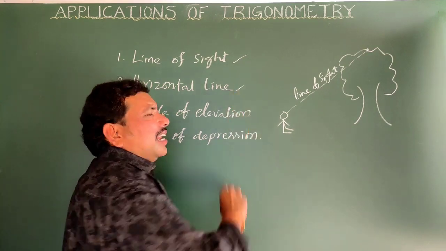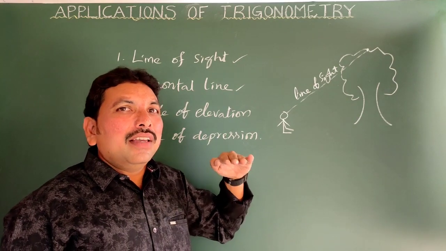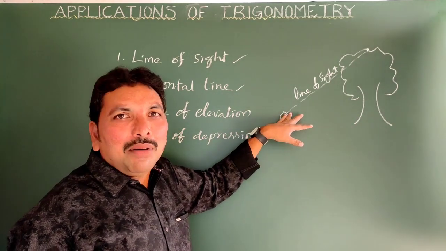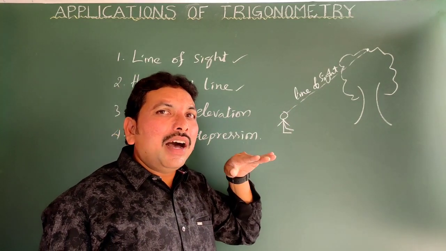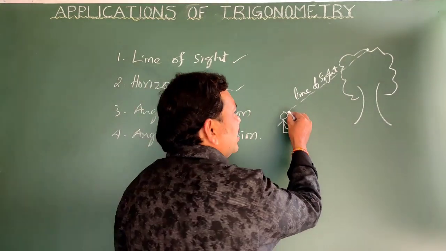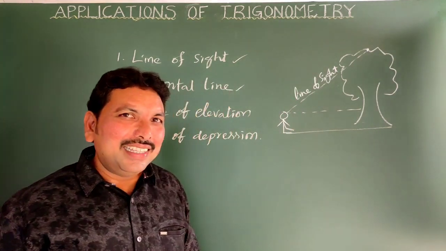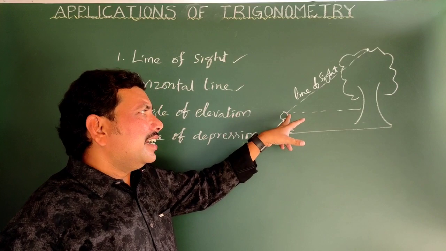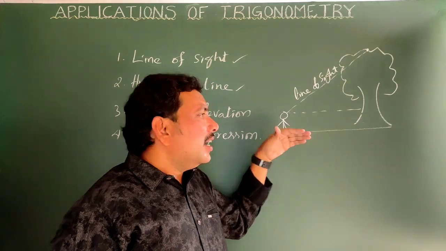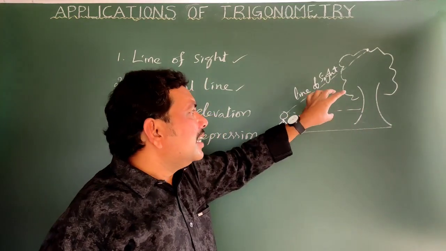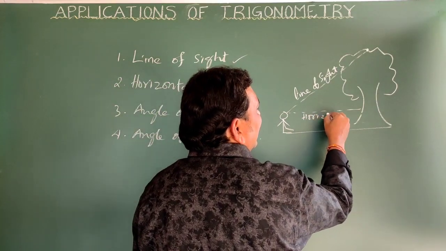Next, horizontal line. What is the horizontal line? Horizontal line is also from the eye of the observer, passing towards the object, and it is parallel to the earth surface. This is called the horizontal line.